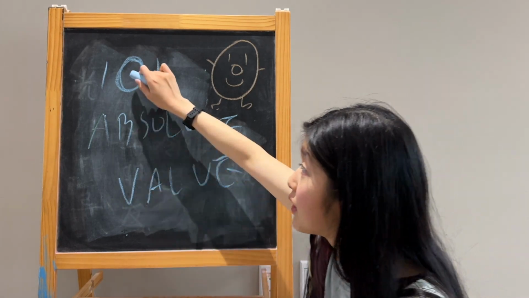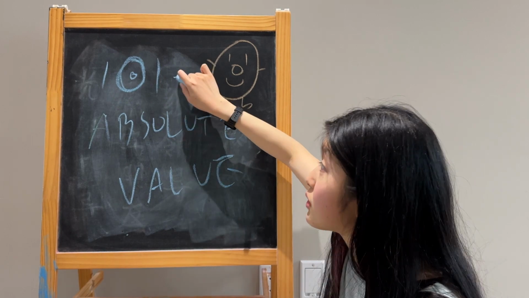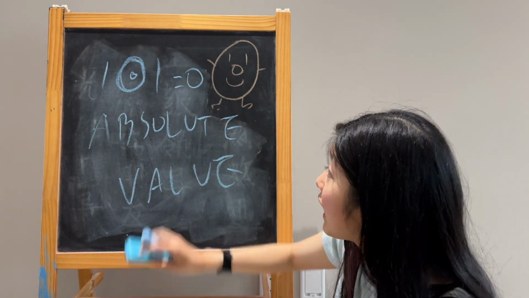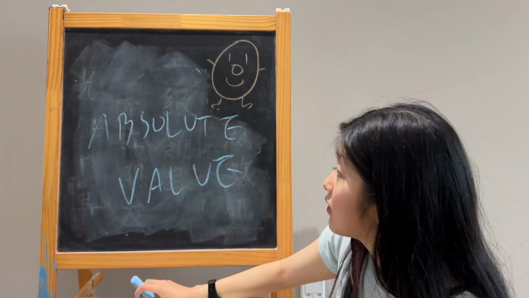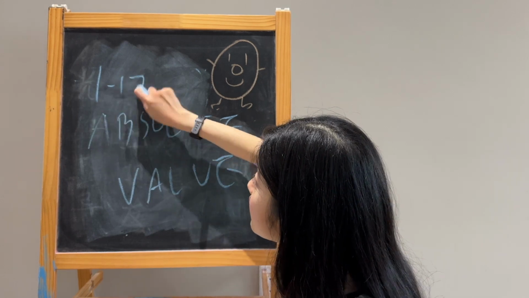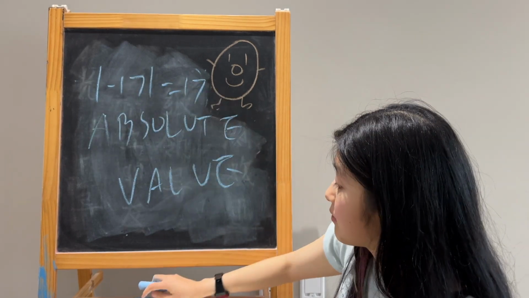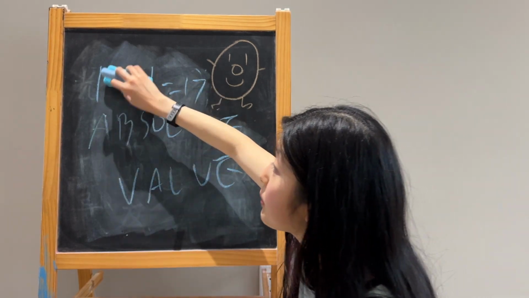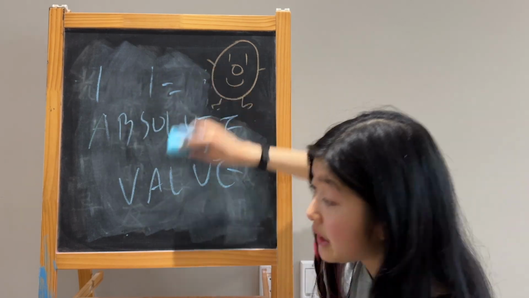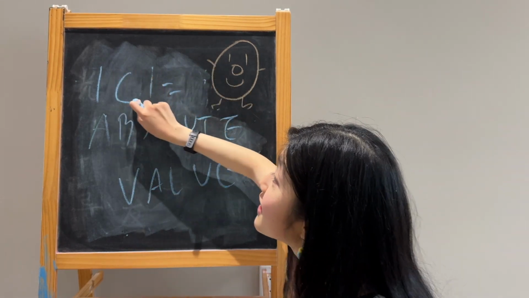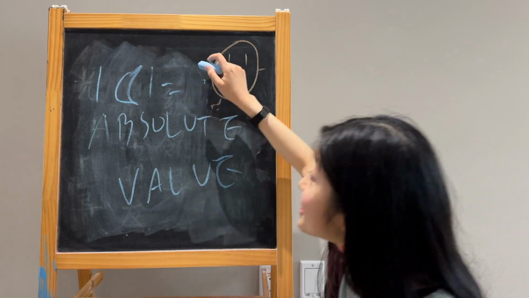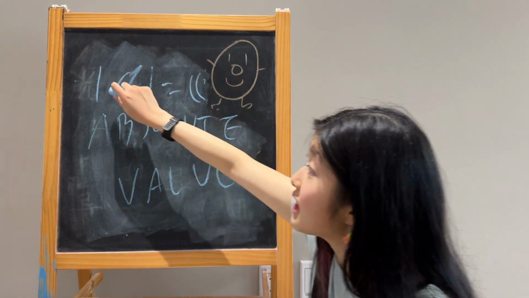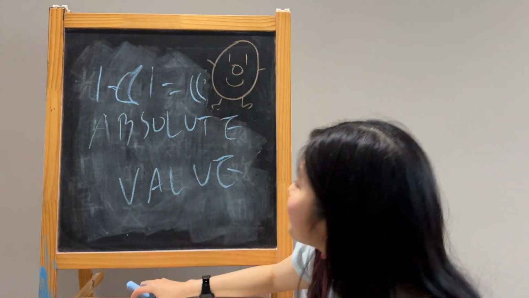So we can have absolute value of donut equals a donut. We can have absolute value of negative 17. That's just 17. It doesn't matter what we put in here. We can literally have anything we want. We can have absolute value of banana. That is just equal to banana. If it's negative banana, it's still banana.